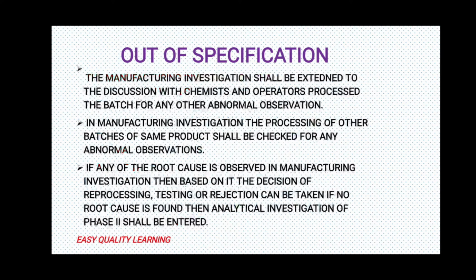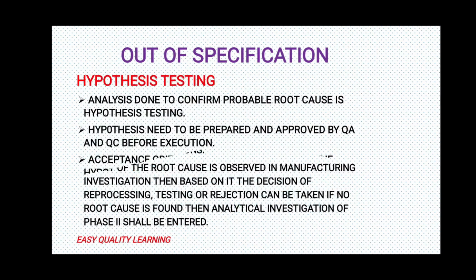If any root cause is observed in the manufacturing investigation, then based on it, the decision of reprocessing, retesting or rejection can be taken. If no root cause is found, then the analytical investigation of phase 2 shall be entered. So, if we are able to find any root cause during the manufacturing investigation, then based on it, we can take CAPA and based on that, we need to take the decision on batch disposition.